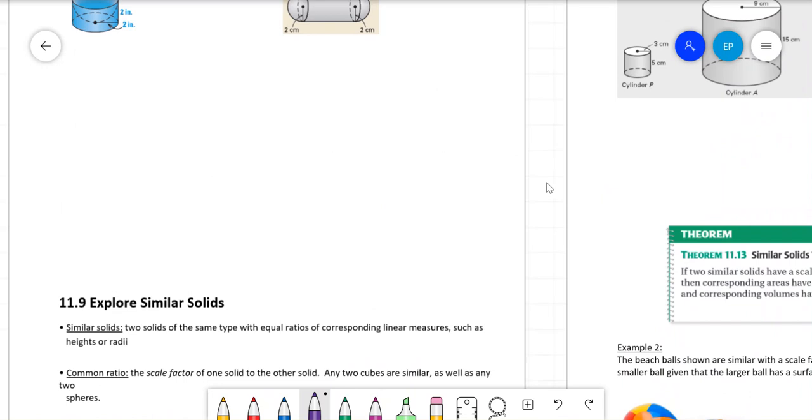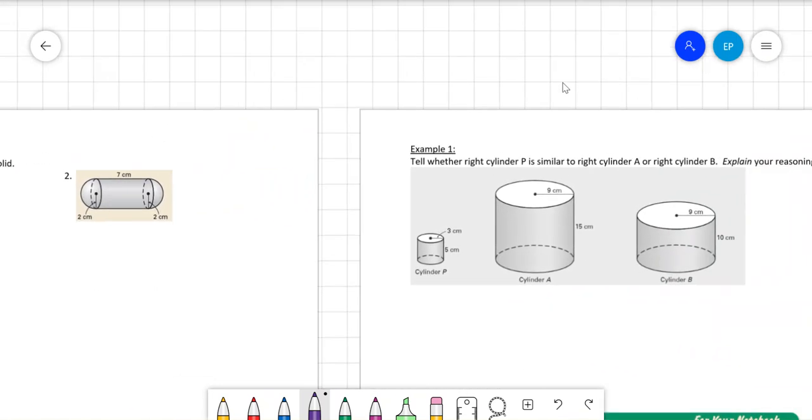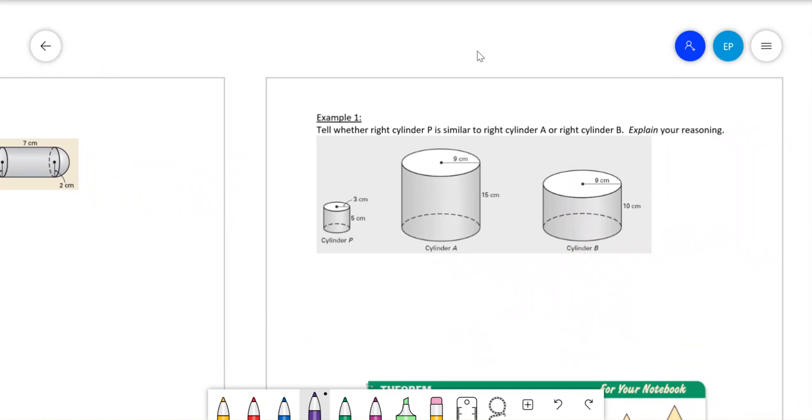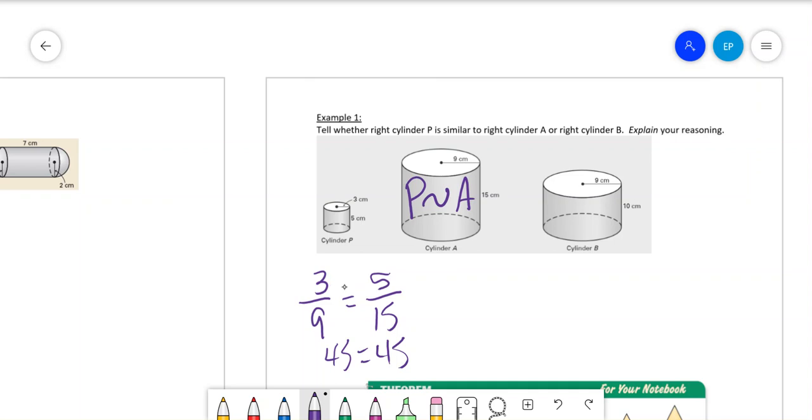So the first thing we have to do is tell whether cylinders are similar to each other. Explain your reasoning. Cylinder P has a radius of 3 and a height of 5. If we compare the radius of 3 to the radius of 9 of the second cylinder, does that equal the same height change of 5 to 15? If I cross multiply, I get 45 equals 45. So cylinder P is similar to cylinder A, because they have the same cross product.